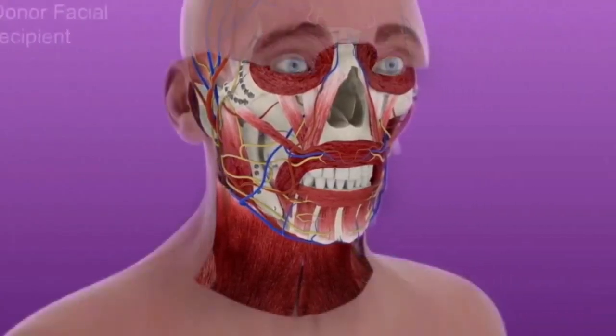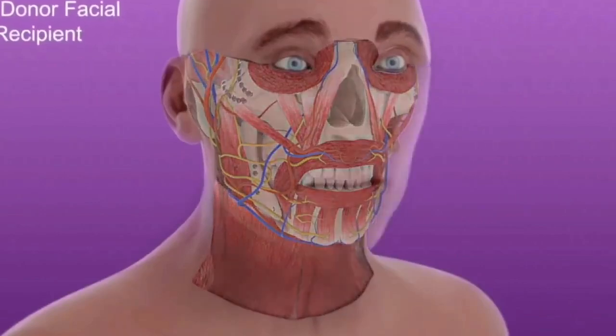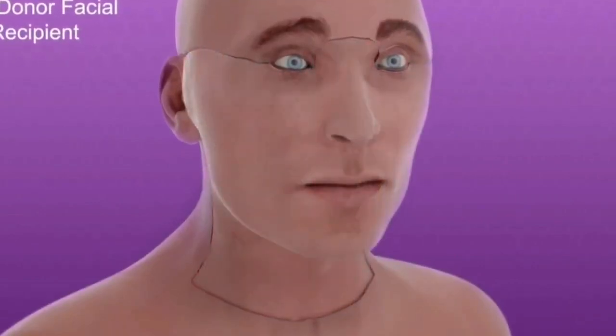The remainder of the facial allograft was then tailored to resurface the entire recipient defect and achieve final soft tissue inset.